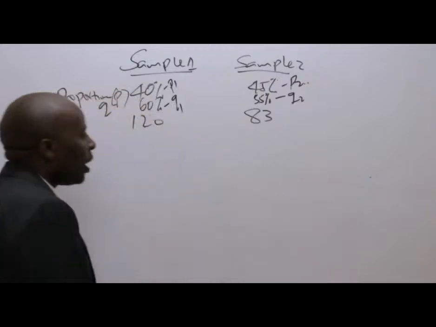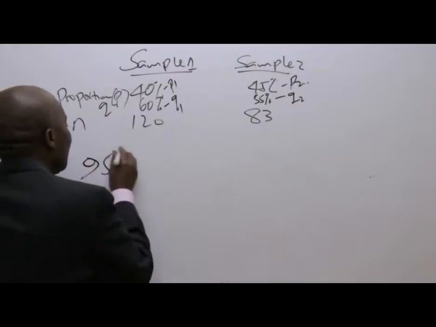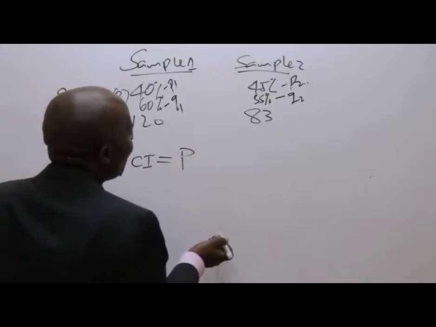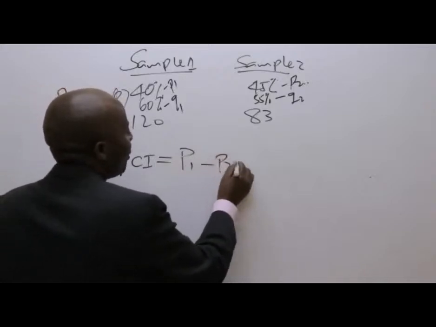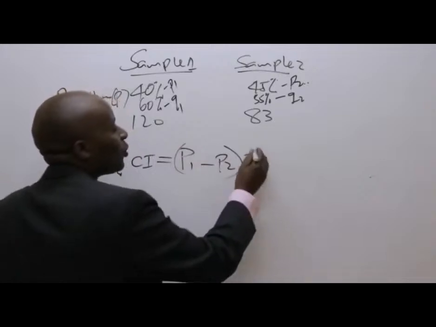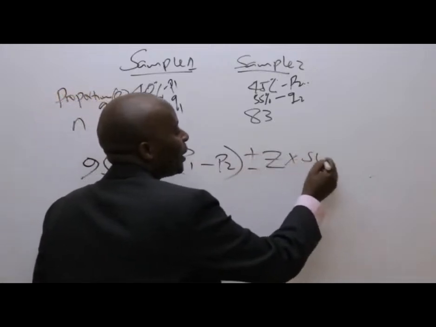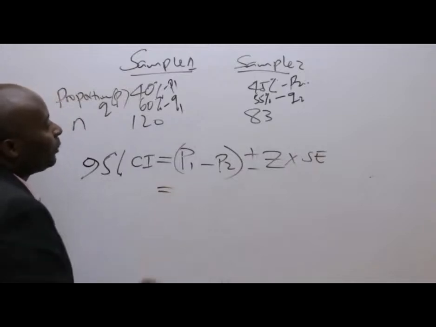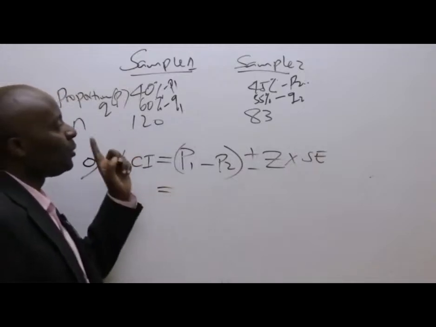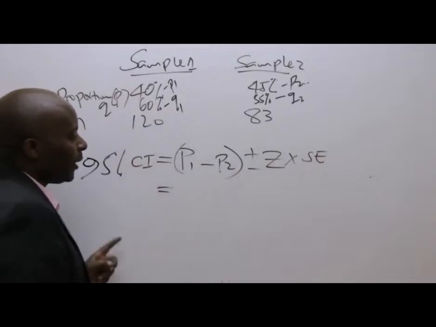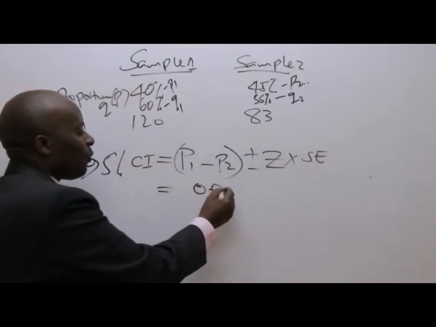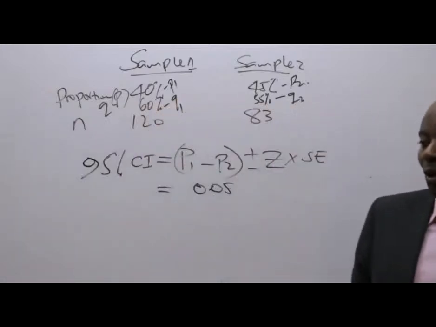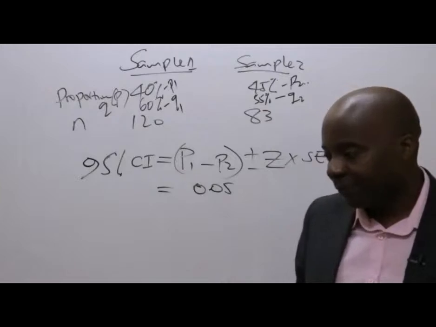So the 95% confidence interval of the difference between our proportions will be P1 minus P2, plus or minus the Z times the standard error that you guys gave me. So P1 minus P2, I can see it is 40% minus 45%. That is the same as 0.05 positive. Whenever you get negative, you disregard the negative.